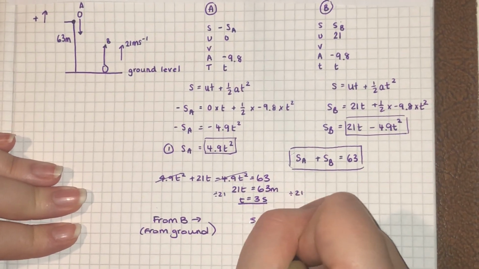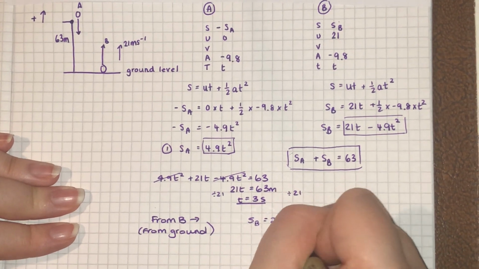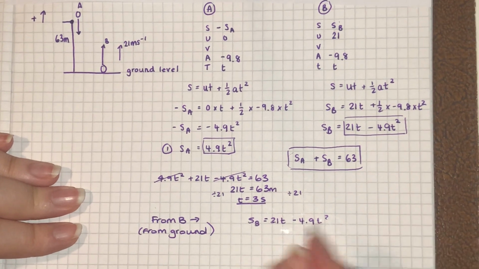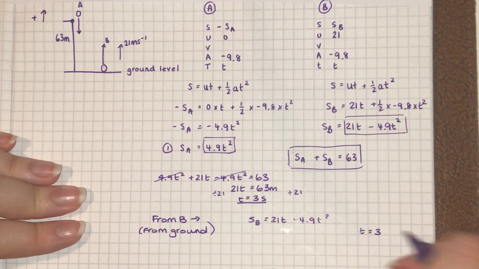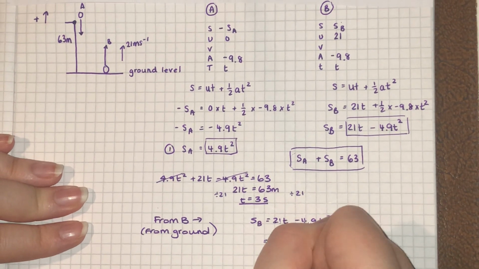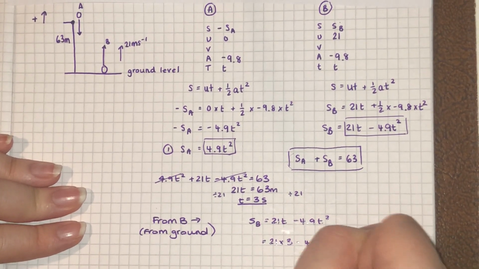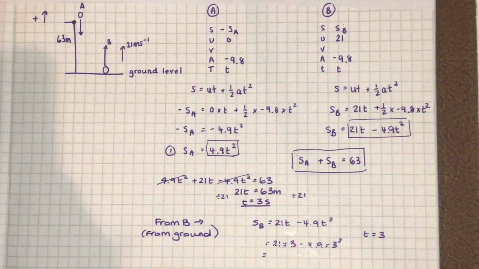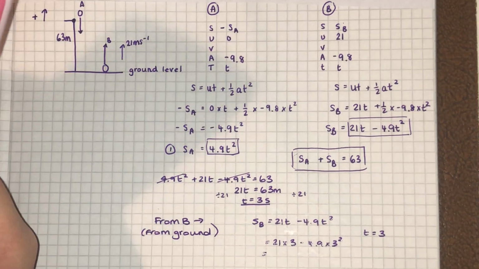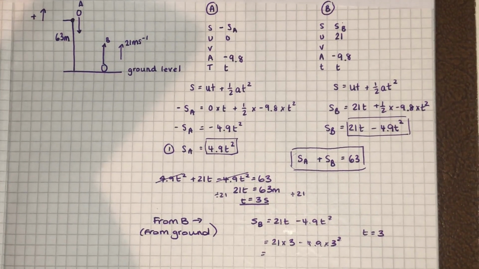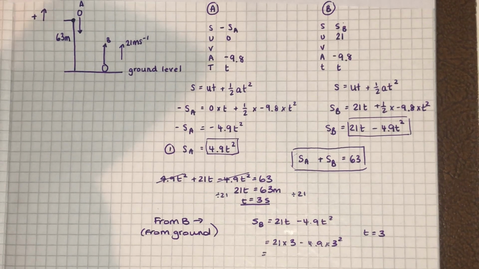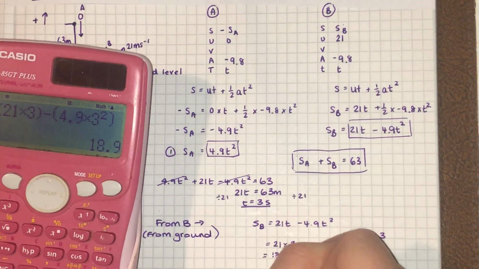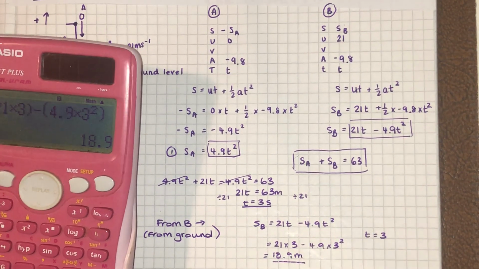So we know that SB was equal to 21T minus 4.9T squared. So all I've done is use that formula here. We now know that T is equal to 3, so we can just sub in 3 into there. So 21 times 3 minus 4.9 times 3 squared, and we get 18.9 meters.